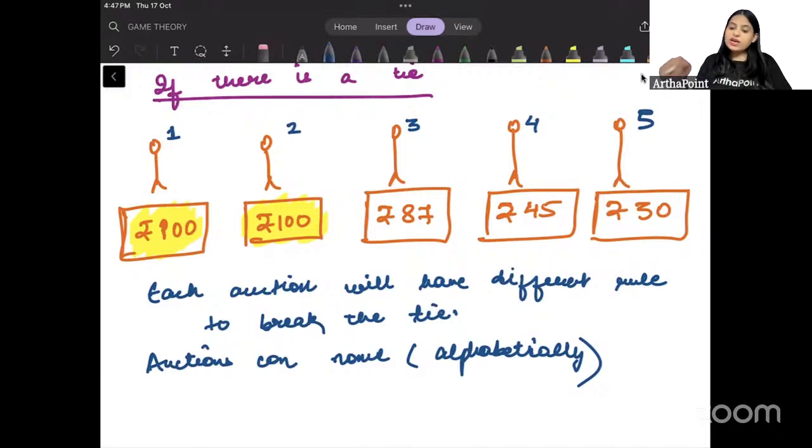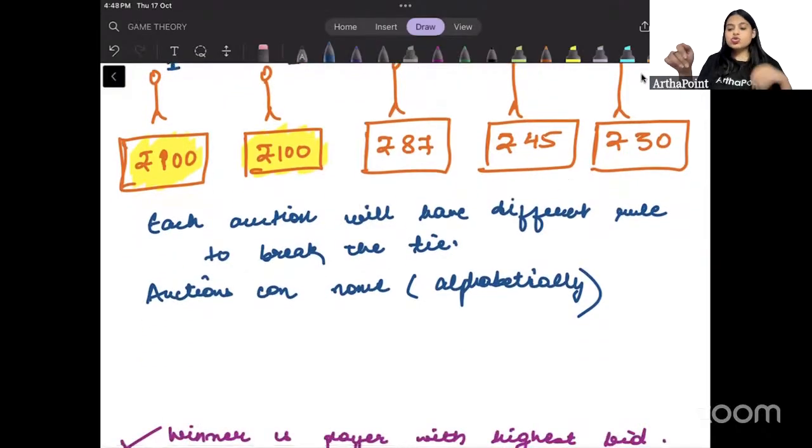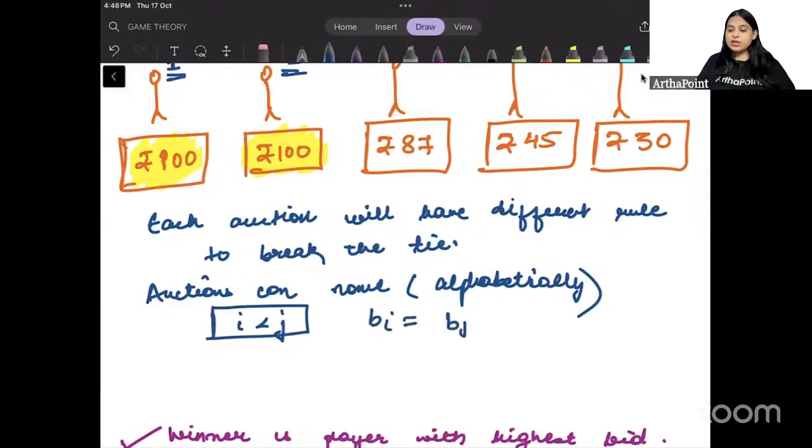So here what we are saying is that in this case also, we are going to see that, okay, this person is in position 1 and this is in 2. So if your position is less than others' position and both of you have the same bid, then we can say that I will win.